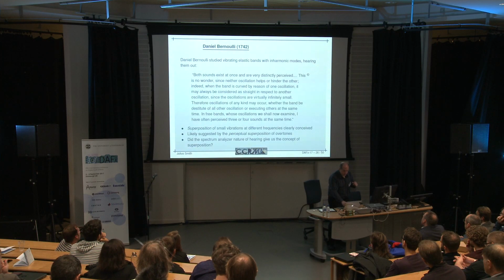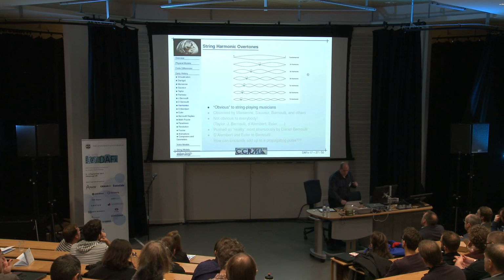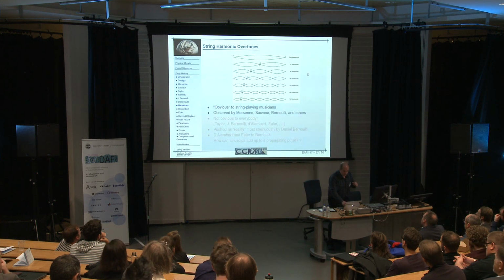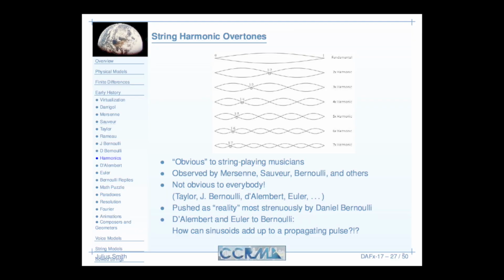And so there we are. This is just kind of a wrap up of that. String harmonic overtones were obvious to musicians. They were observed by Mersenne, Sauveur, and Bernoulli and others, but they were not obvious to everyone. You can bet that most likely Taylor and Bernoulli Sr. and D'Alembert and Euler did not play guitar or lute or whatever was around.